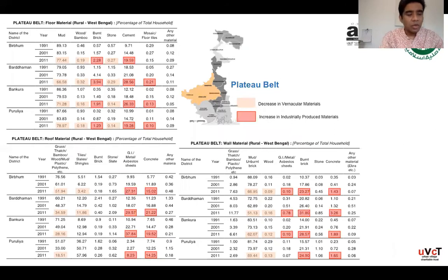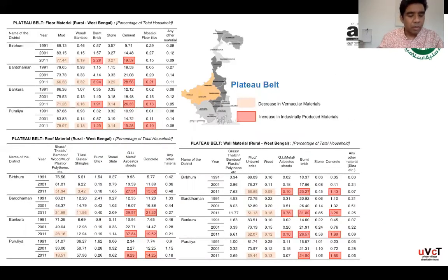In the Plateau Belt of West Bengal, consisting of 4 districts, Birbhum, Bardhaman, Bankura, and Purulia, the principal building material used for flooring is mud. However, the last 2 decades have witnessed a 2-fold increase in the use of cement as a flooring material. The use of burnt brick is also on a gradual rise in the decade ending 2011. The use of stone has declined by almost half in the last 3 decades.